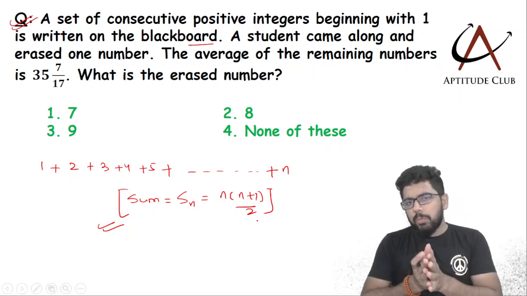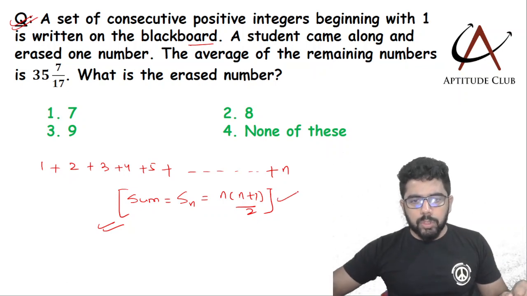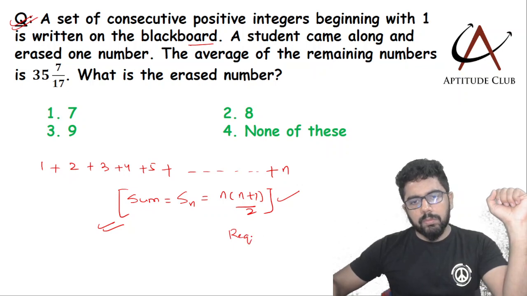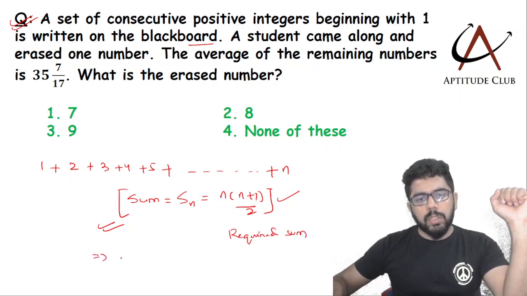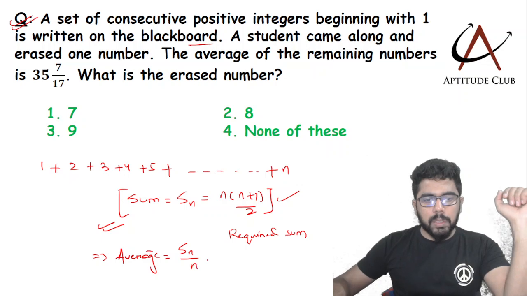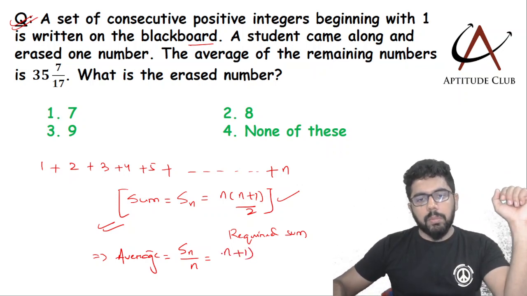So suppose on the blackboard I have written from number 1 till number n. My sum should be n into n plus 1 by 2. This is the required sum. If this is the sum, then what will be the average? Average will be the sum of all the terms divided by the number of terms. So n into n plus 1 by 2 divided by n, the average is simply n plus 1 by 2.